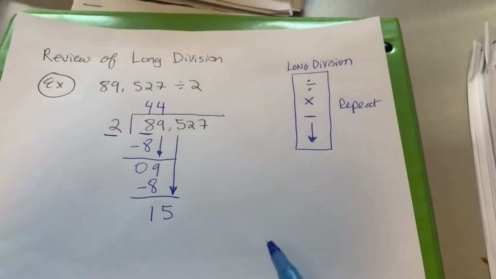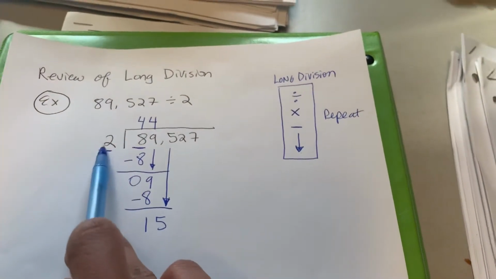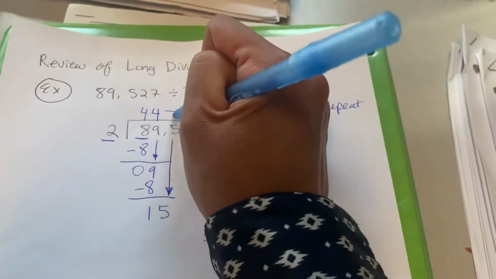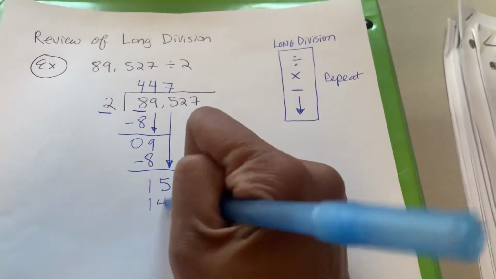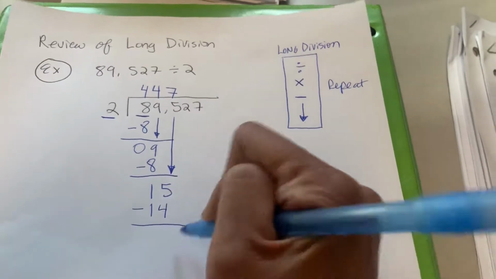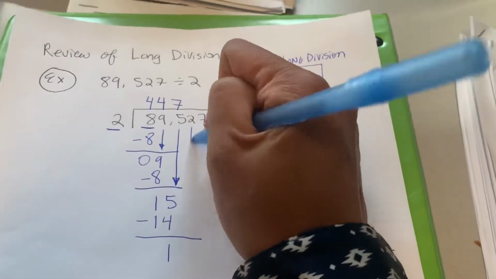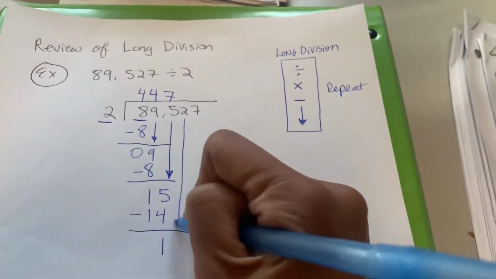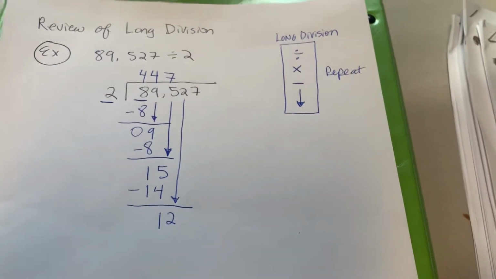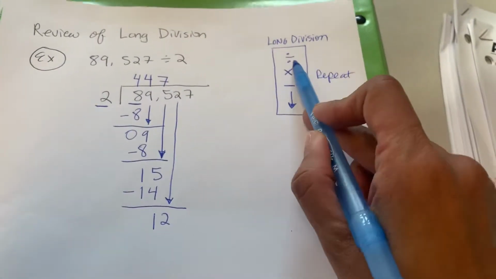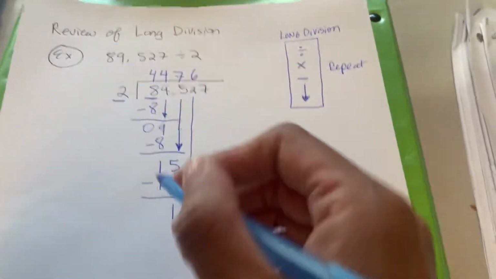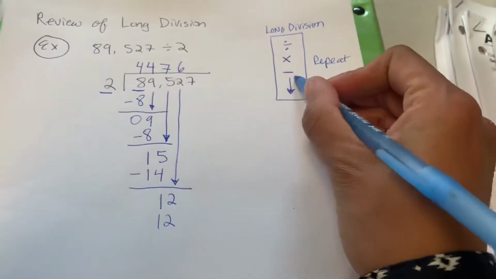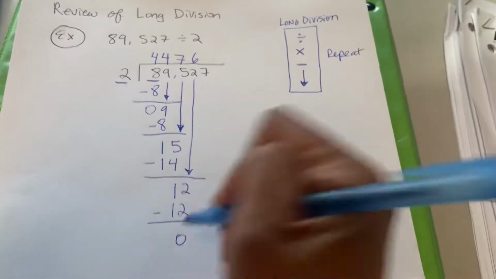So now I'm going to repeat again. 15 divided by 2, the largest number that will go into it is 7. 7 times 2 is 14. I subtract, I get 1. Then I drop it like it's hot, I get 12. Repeat, divide. So 12 divided by 2 will give me 6. Multiply, 6 times 2 gives me 12. Subtract, I get a 0.